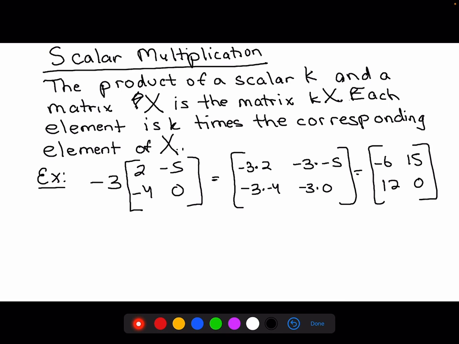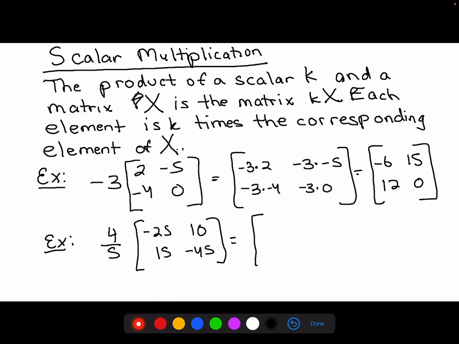And your scalar can be a fraction too. It doesn't have to be an integer. Like you could have 4/5 in front of a matrix, like -25, 10, 15, -45. And again, you're multiplying that scalar times each element and then replacing that element with the result. So when you do 4/5 times -25, you get -20. So now -20 goes in that A sub 1, 1 position where -25 had been.